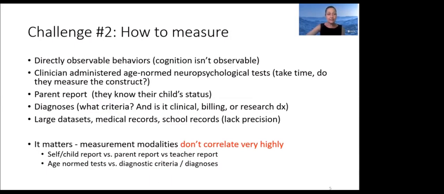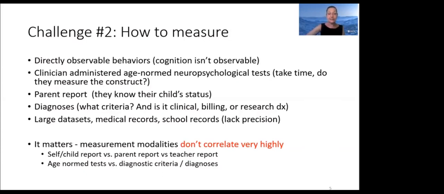We can use rating scales or parent report. One of the issues with this is potential bias. Usually they know their child's status and probably know that we're studying anesthesia exposure. We could use diagnoses, but that raises the question of what criteria. Are we talking about billing diagnosis or diagnoses done as part of a clinical evaluation? Or are we talking about diagnoses that are strict research criteria that everyone has to undergo?